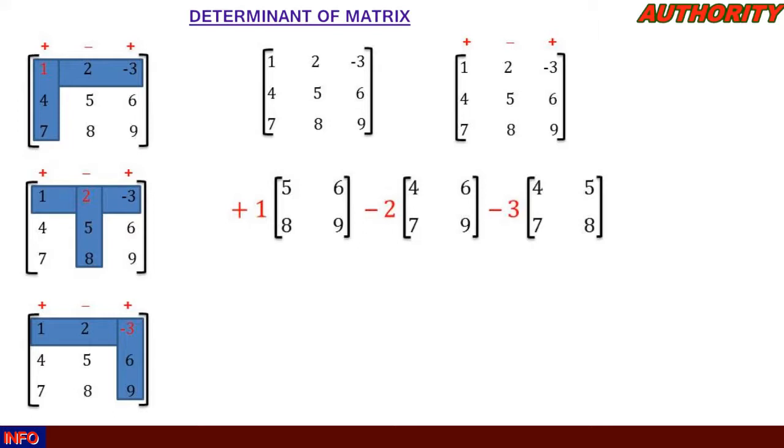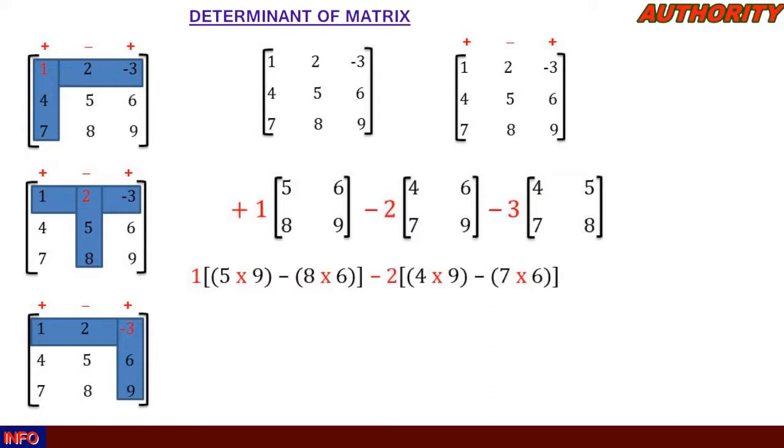Okay, now let's try to find the determinant of these 2 by 2 matrices. The matrix that is formed, we call it the minor, the 2 by 2 minor of the main matrix. In the first matrix, we can simply say 5 times 9 minus 8 times 6 in brackets, and we have 1 outside, right? Now let's go to the next one. We have minus 2, right? Now let's find the determinant of this second 2 by 2 matrix. We can simply say 4 times 9 minus 7 times 6.